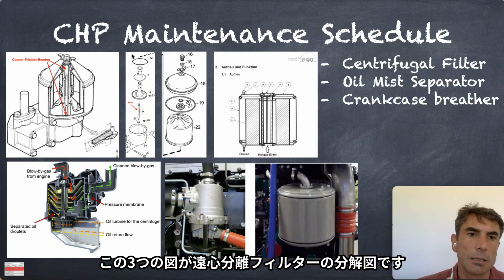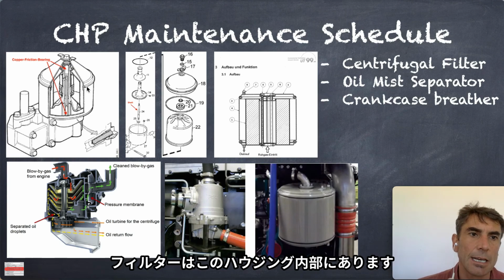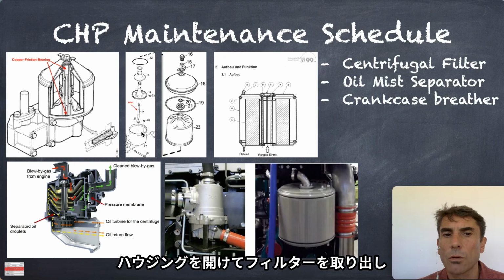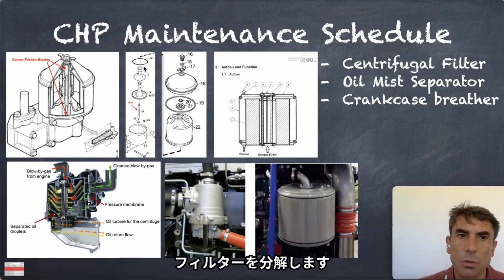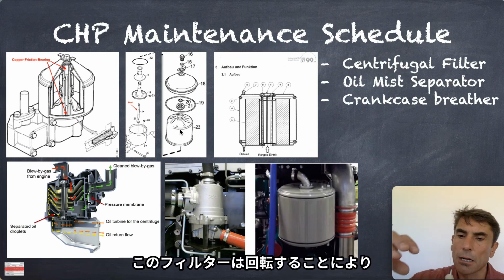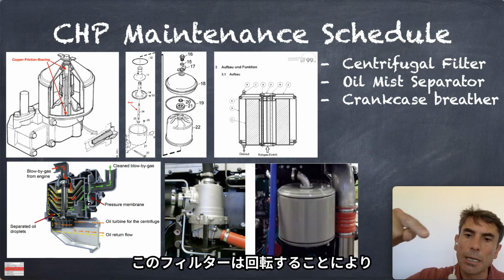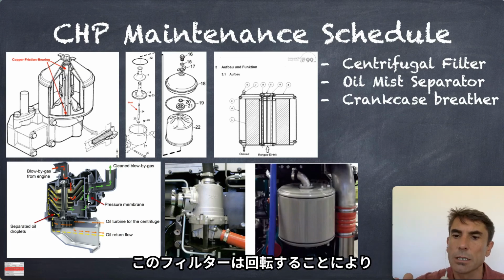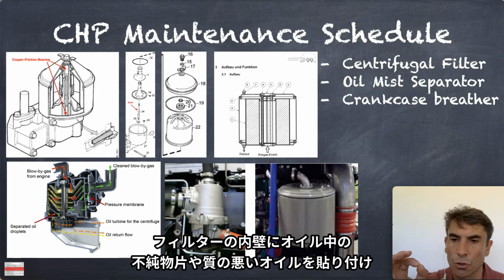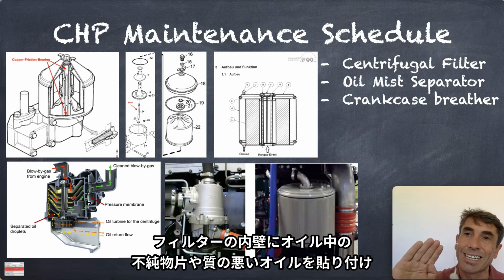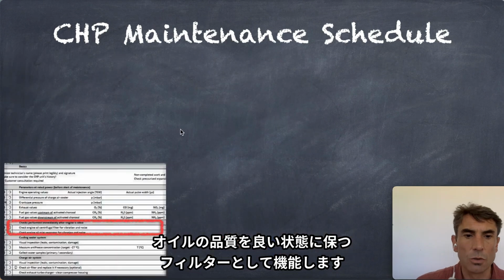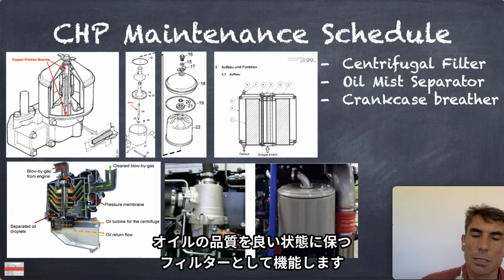So here a little bit more in detail. These three pictures show us the centrifugal filter. So the centrifugal filter sits in this housing. This is the filter element. We can take it out of the housing and open the filter element so that we have separate parts. And inside of the rotor, there will be all the dirt through the turning speed of the centrifugal filter. We will get all the small particles of dirt and bad oil to the inside wall of the centrifugal filter, which must be cleaned properly to ensure that the filter is working nicely.